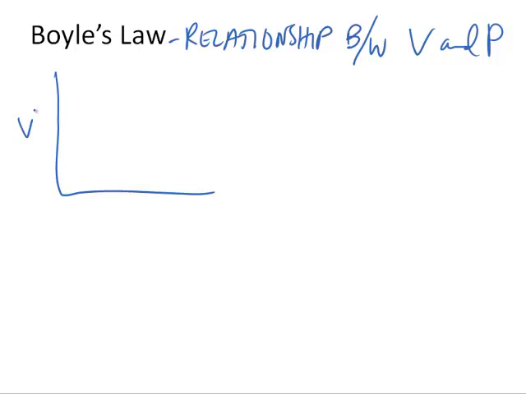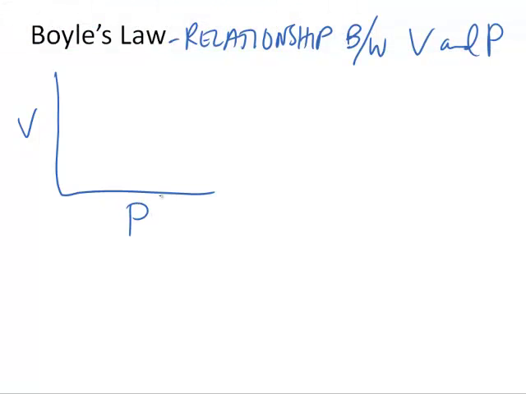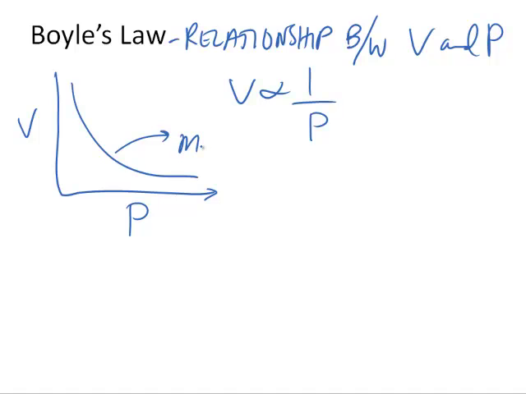So it turns out that volume and pressure are inversely proportional, meaning that as pressure increases, the volume will decrease. And you get a plot something like that. We can write that as a mathematical expression: volume is inversely proportional to P. From this function, from this plot, we can get a slope, M. We can turn this into a proportionality constant.